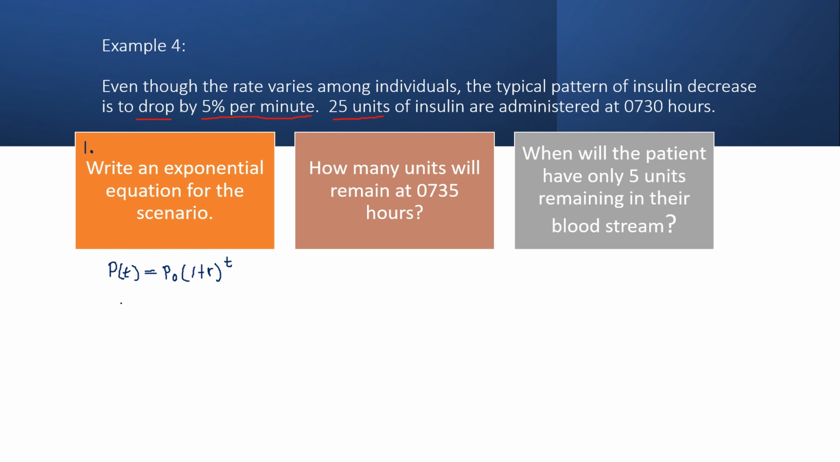So I want to fill in to write an equation for this scenario. So P of t remains a variable. I will replace P0 with the starting amount of 25. Because the insulin is dropping, I will use a negative with my r. And that 5% does need to be a decimal. So 5 divided by 100 is 0.05.